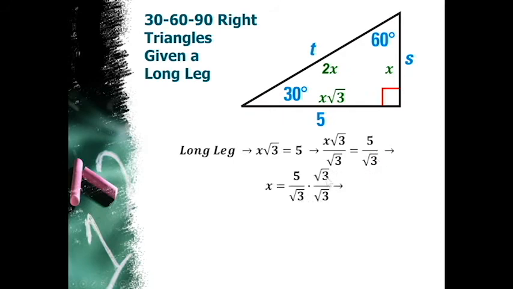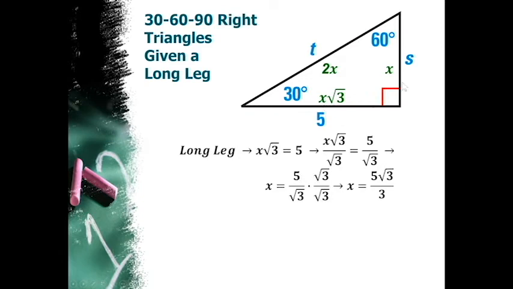So we're going to multiply that by square root 3 over square root 3. That's going to give us a 5 times root 3 on the top and root 3 times root 3 on the bottom, which gives us a value of 3. Here's our x value, and this is the proper look for it, is 5 root 3 over 3. There's nothing wrong with leaving an answer like that.